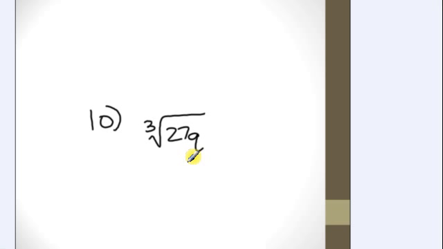And on to number 10 for the guided practice. In this section, we're asked to simplify the expression and assume that all variables are positive. So number 10 is the cubed root of 27 times q to the 9th power. Well, remember with our properties of radicals, we can split this up into the cubed root of 27 times the cubed root of q to the 9th power.